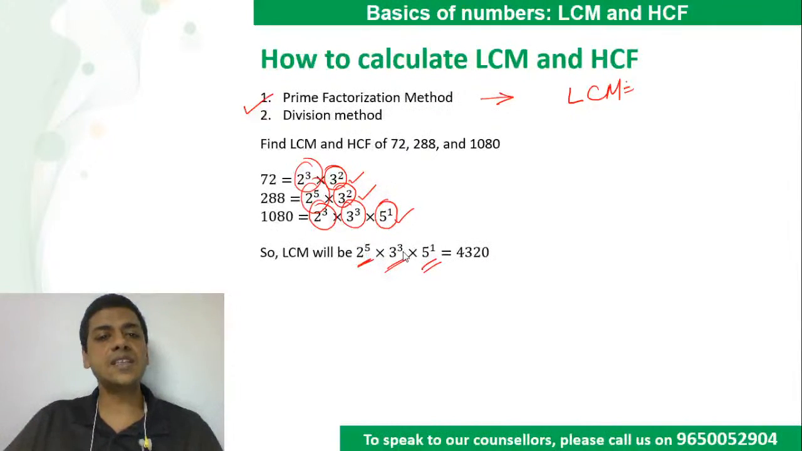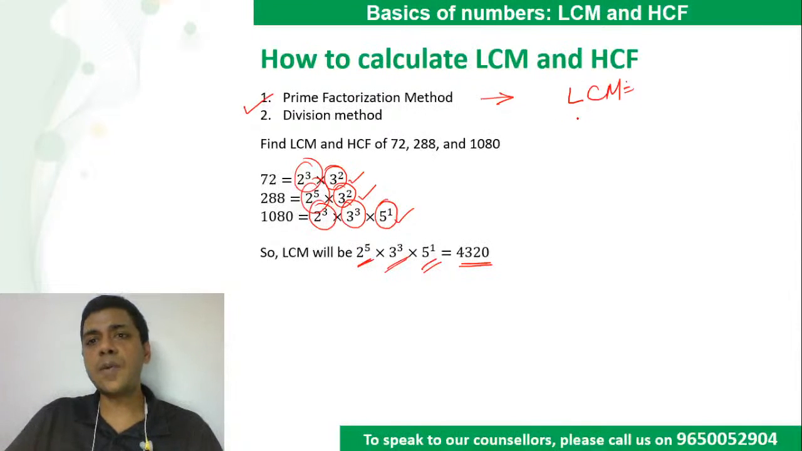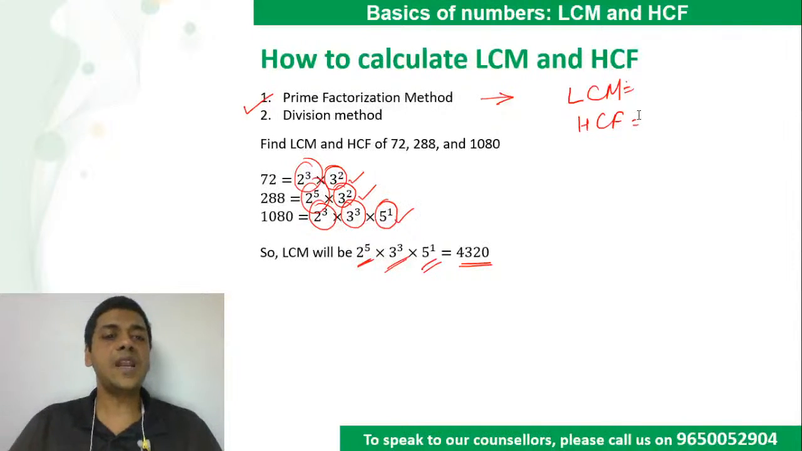So LCM of these numbers would be 2 raised to power 5 into 3 raised to power 3 into 5 raised to power 1, which comes out to be 4320. So LCM is nothing but the product of the highest power of each and every prime factor. Similarly, HCF is the product of the minimum power of each and every prime factor.